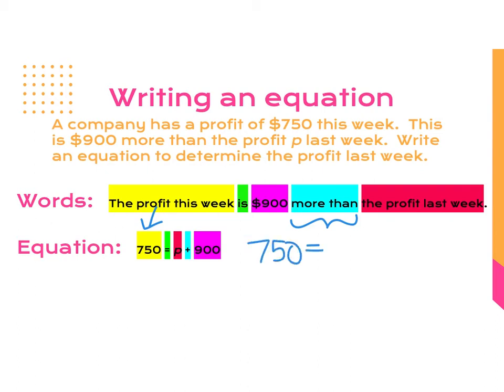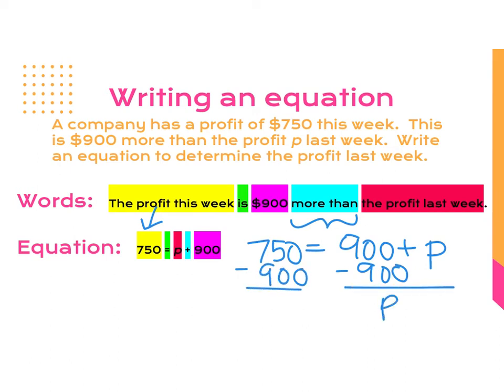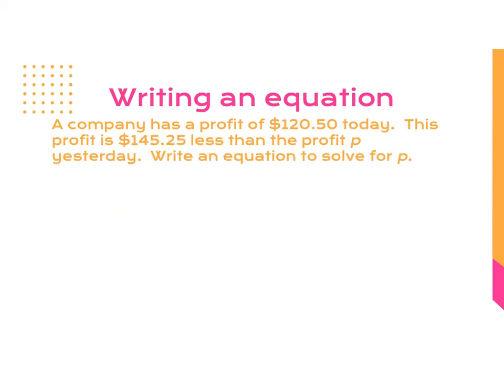$750 is equal to $900 more than the profit P last week. To solve for P, we'll subtract 900 from both sides. On the right side, we have just P because 900 minus 900 is 0, and 0 plus P would be just P. On the left side, we have negative 150, so that means that actually last week the company lost money.